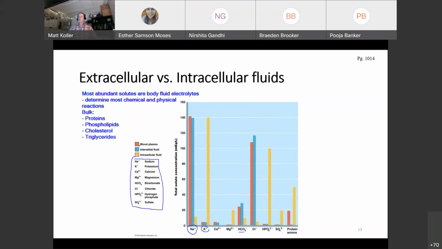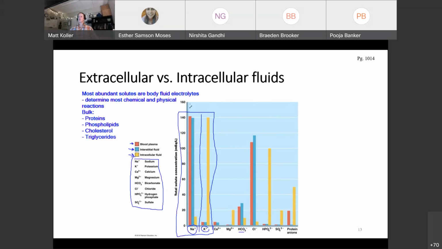The colors represent where these electrolytes and solutes are. So we are going to look at three categories. We see blood plasma is red, interstitial fluid, the fluid around the cells, is blue, and intracellular fluid, the fluid within the cells, is yellow. And so let's concentrate first off on potassium and sodium. So two different electrolytes. We'll draw a line up here.